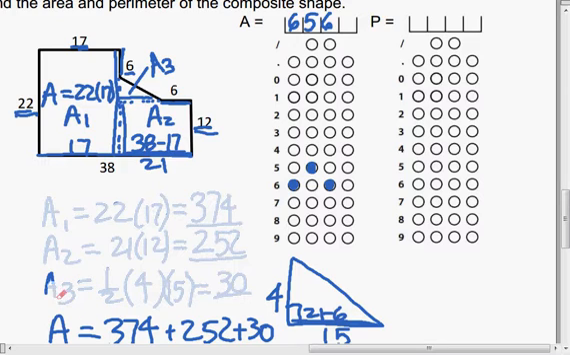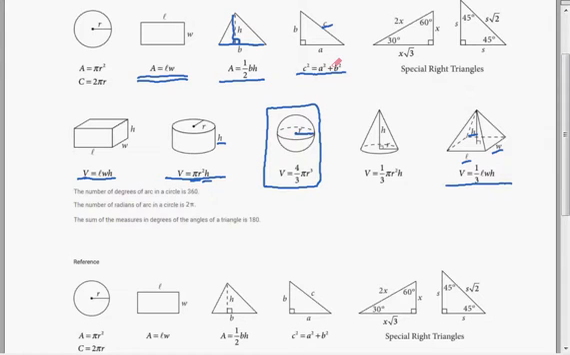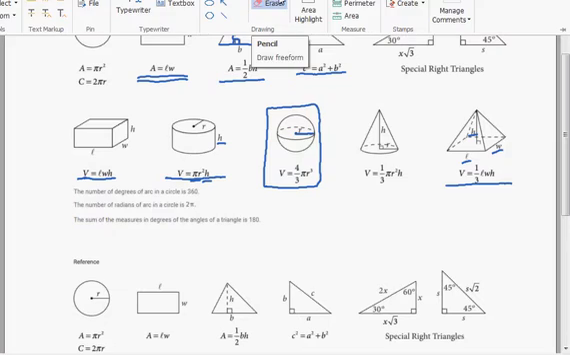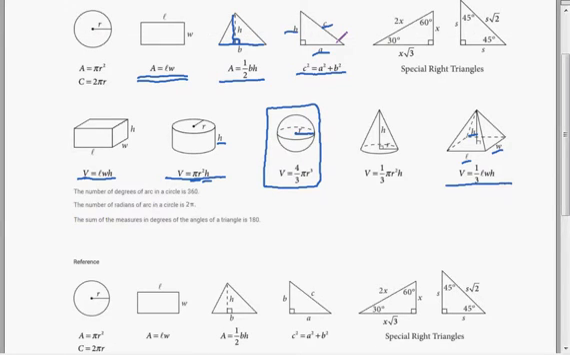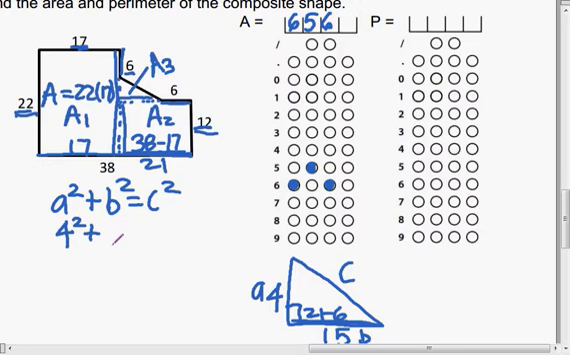So I will start with the triangle at the right that I've drawn, and I've got 4 and 15. I'm going to label A, B, and C, and I'll take a quick look at the reference sheet. C has to be the hypotenuse. So this has to be C here. This can be A. This can be B. So I can say, A squared plus B squared equals C squared. 4 squared plus 15 squared equals C squared.